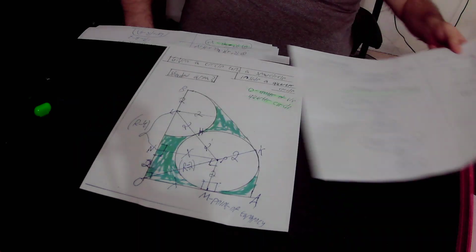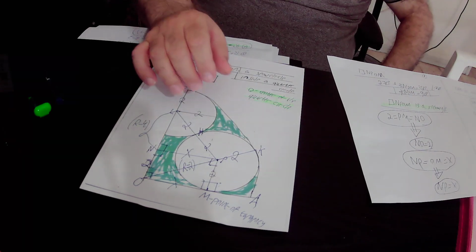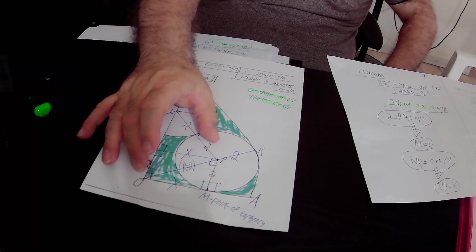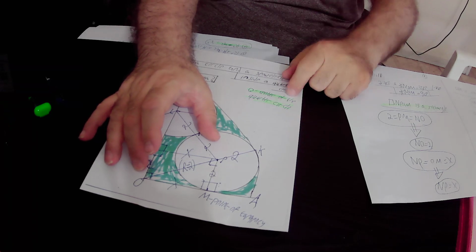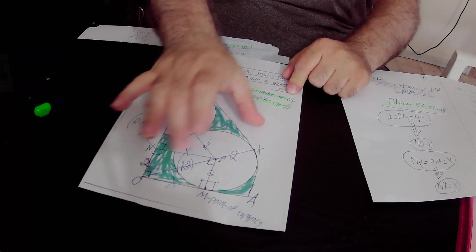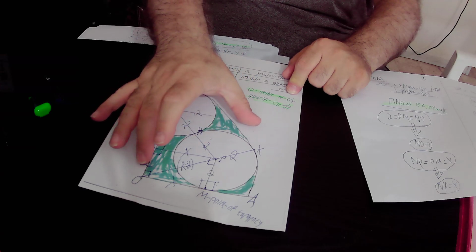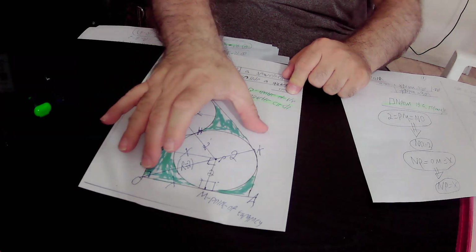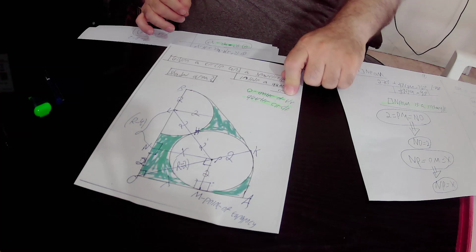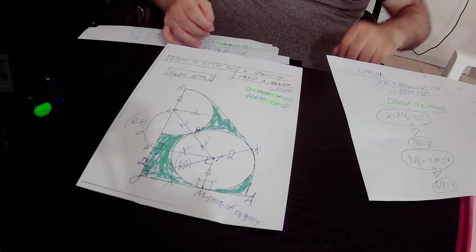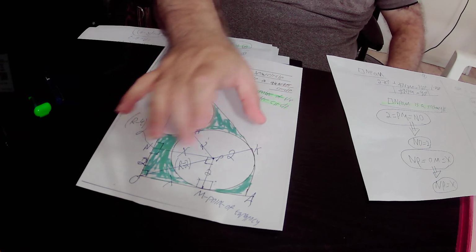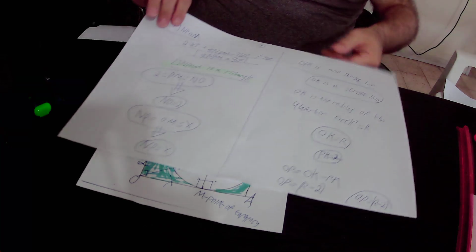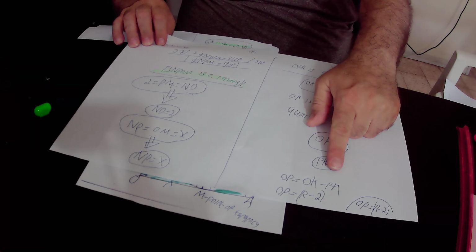And what is the value of OP? The value of line segment OP from the drawing is very easy to see: OP equals OK minus PK. Again, OP equals OK minus PK. I repeat again, OP equals OK minus PK.